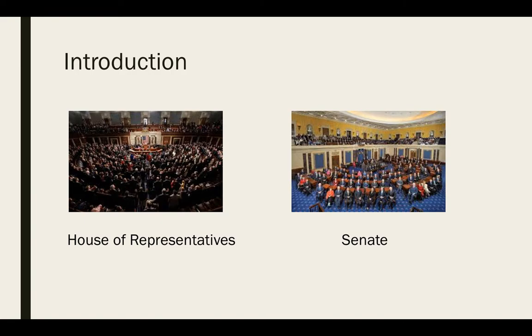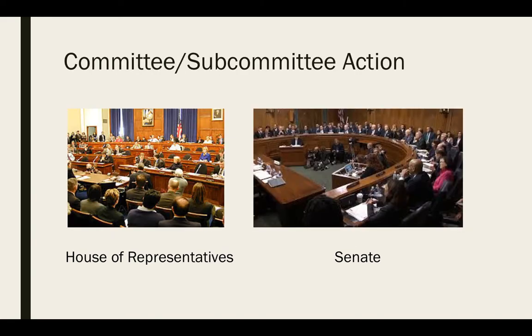It's going to be introduced, then it's going to be assigned to a committee. Same thing, if it's introduced originally in the Senate, then it's going to be assigned to a committee. All right, so I've got pictures of committees here in the House of Representatives and the Senate.